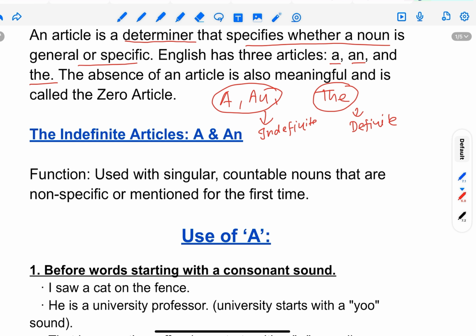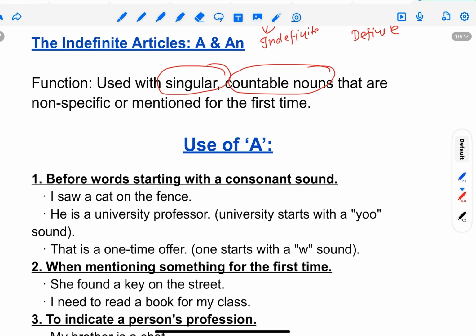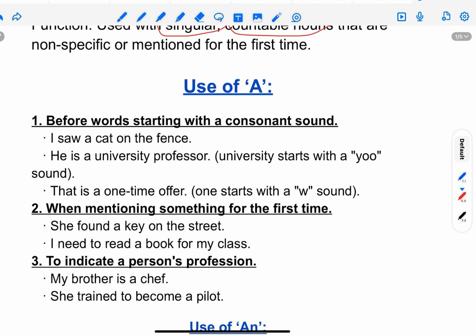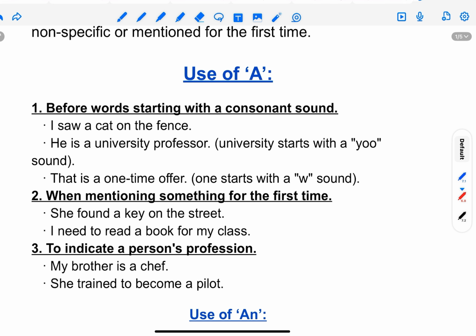A and an, the indefinite articles, are used with singular countable nouns, whereas the is used with countable nouns as well as uncountable nouns. So let us see the use of article a. The very first rule is that we use article a before a singular countable noun starting with a consonant sound. Please keep in mind I have said consonant sound, not consonant letters. The letter is not important here, the sound is important.